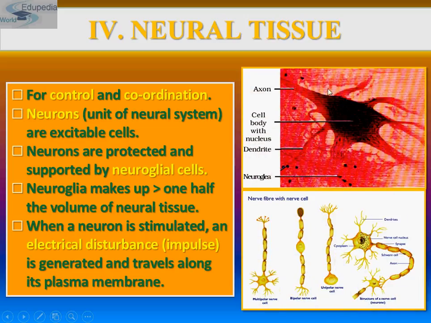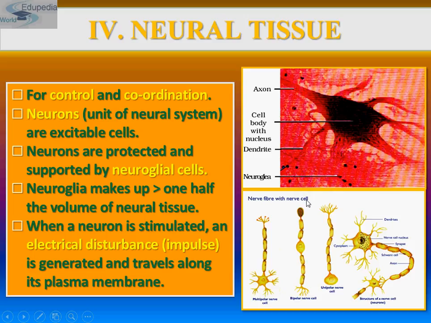Okay, so let's see its diagram. Nerve fiber with a nerve cell. Okay, and see, there are many kinds of nerve fiber. Multipolar nerve cells, bipolar nerve cells, unipolar nerve cells, and this is the structure of the nerve cell, or you can say neuron. This is your cyton. Okay, these are your dendrites. This is your axon, and this is another neuron, and they are connected with the dendrite of the second neuron with the axon of the first neuron.